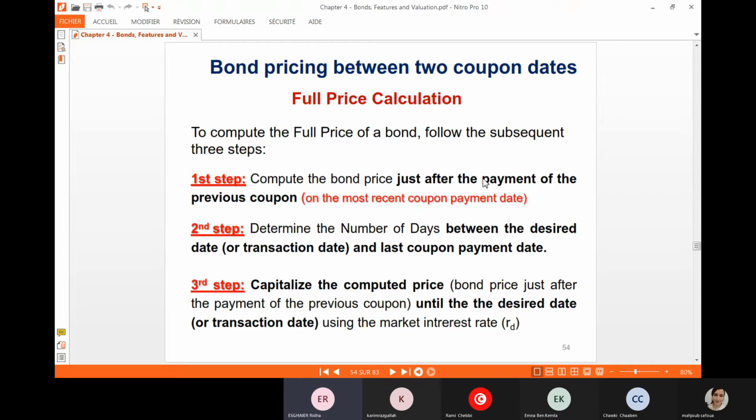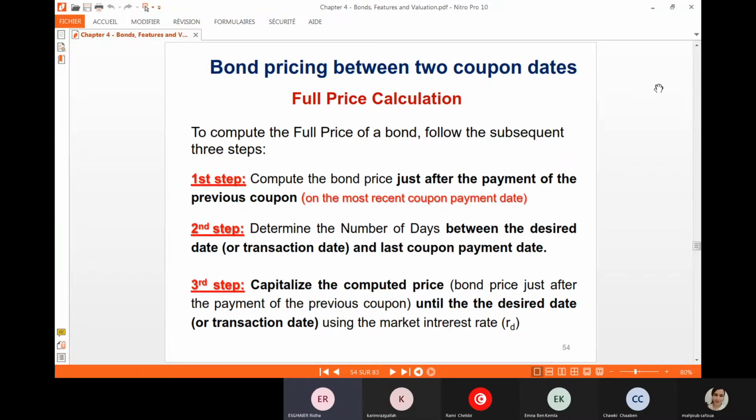Last week, we saw how to estimate the value of a bond between two coupon payment dates. We said that we have to follow 3 steps. The first one is to compute the value of the bond just after the payment of the previous coupon. It means after receiving or after eliminating the previous coupon, what is the total price, the full price of the bond. And this is not new.